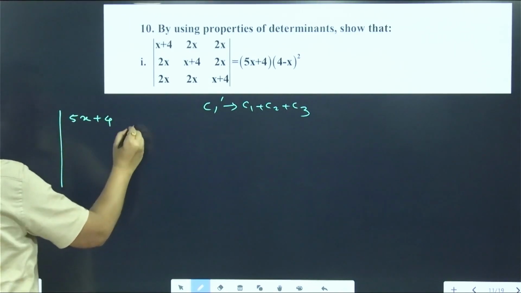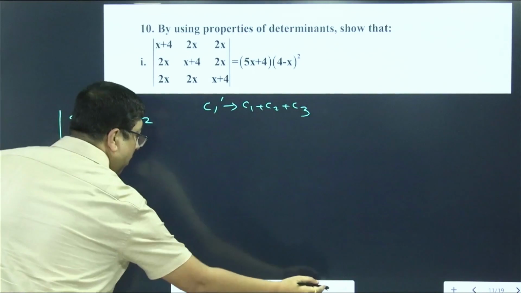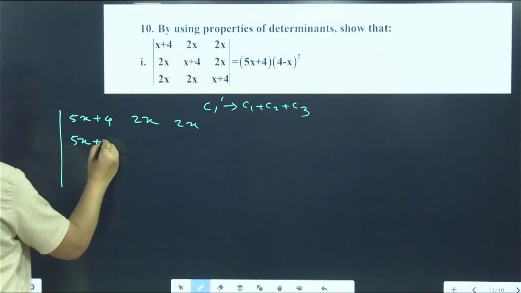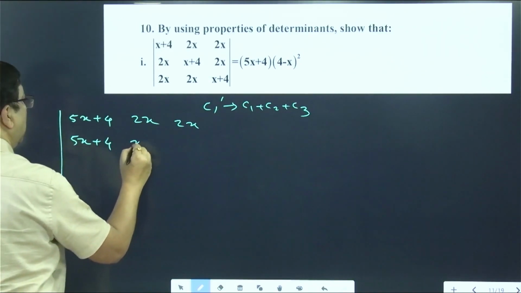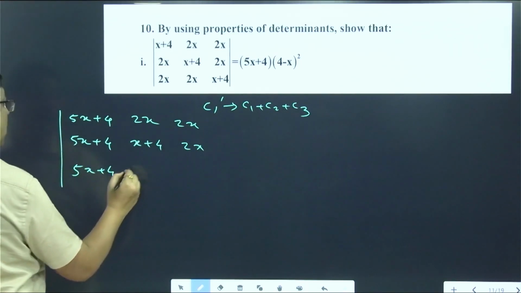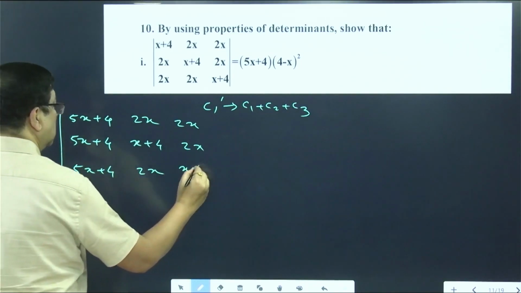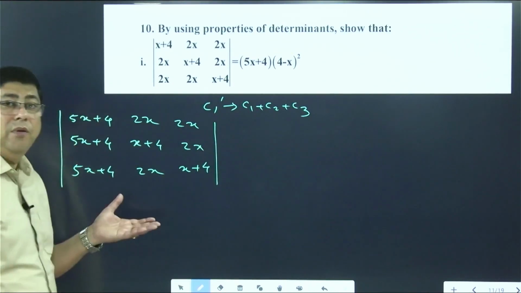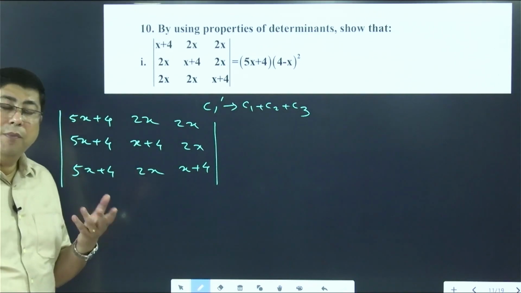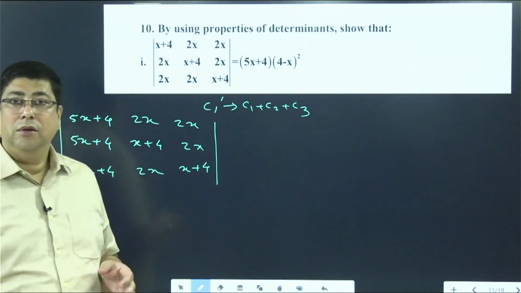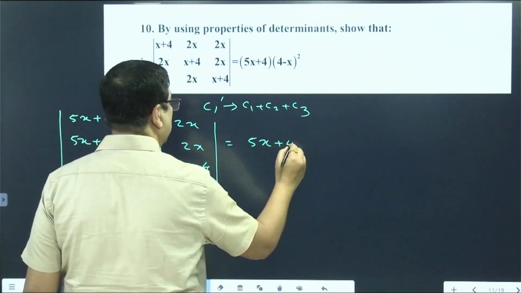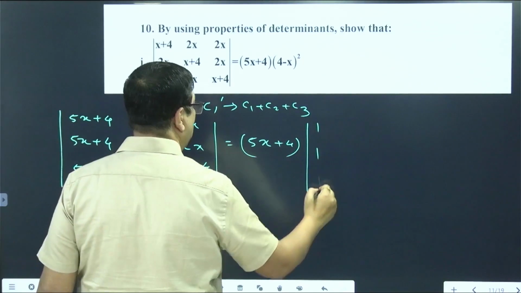5x plus 4, 2x, 2x, 2x. Similarly here 5x plus 4, x plus 4, 2x, and here it is 5x plus 4, 2x, x plus 4. So we got the formation. Now we are taking this common, we are getting 1, 1, 1, and our every attempt will be to make 0, 0, 0. So in this case we can take 5x plus 4 common, we are getting 1, 1, 1.